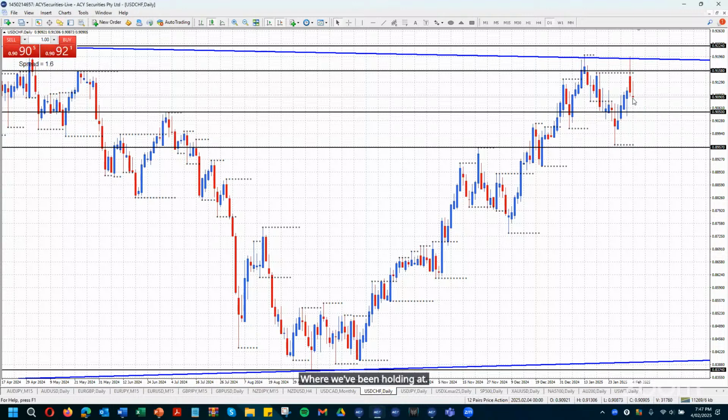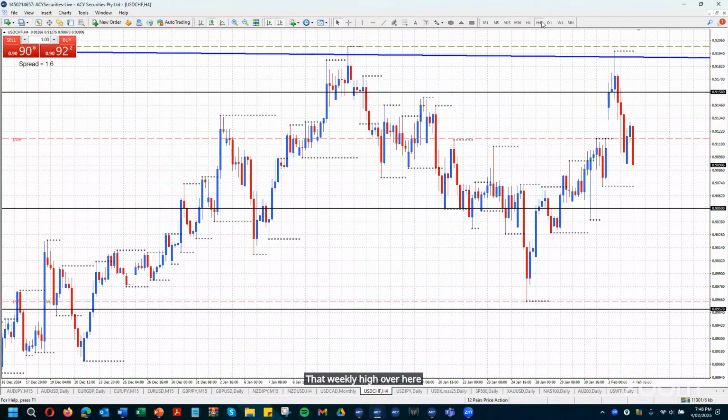All right. Now, personally, I would like price to maybe try to come back up to retest 91.58. That weekly high over here. But it's putting in a lower top. The opposite of the euro dollar, it's putting in a higher bottom.